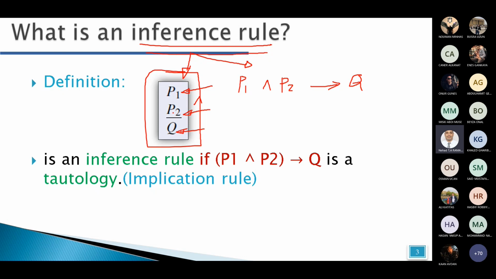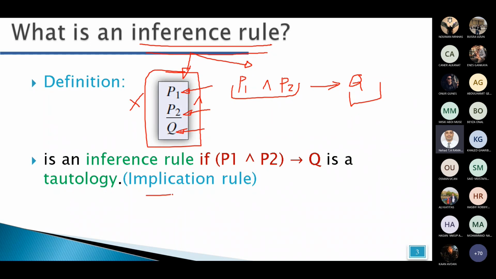So this means P1 and P2 implies Q. This is the premises, this is the conclusion. This is a general form. It's not a rule. This one is not a rule. This is a general form for an inference rule.